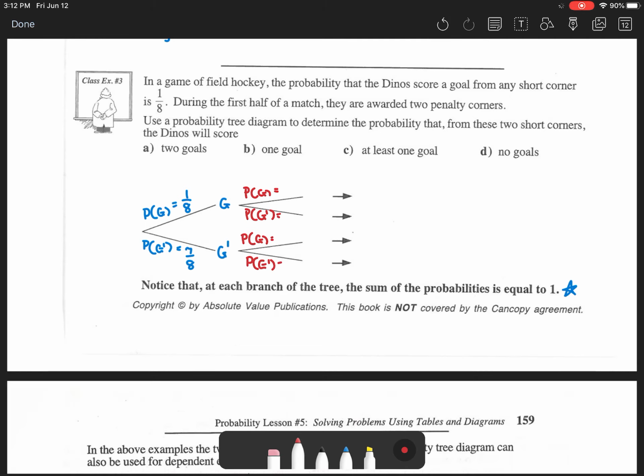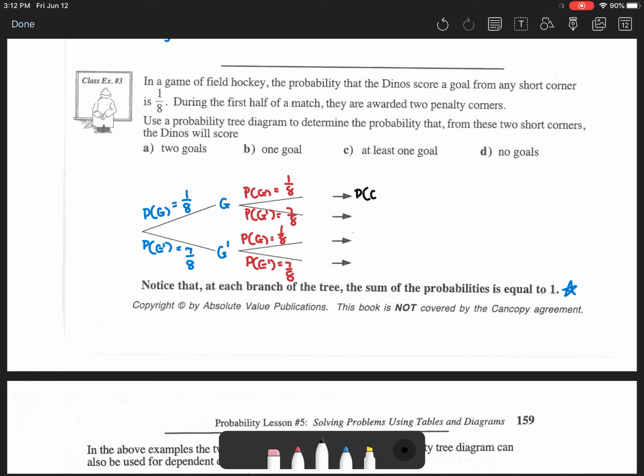Okay, and those probabilities in this question do not change. The probability of scoring a goal would be 1/8 for both scenarios, and not scoring a goal would be 7/8 for both scenarios. Okay, now you have the 4 paths, or calculations that we need to do. So that's all I do.